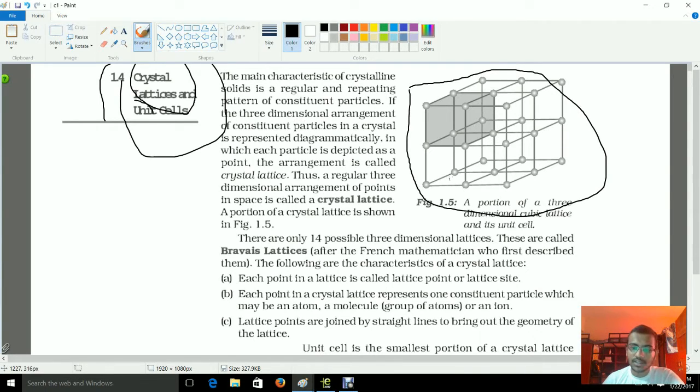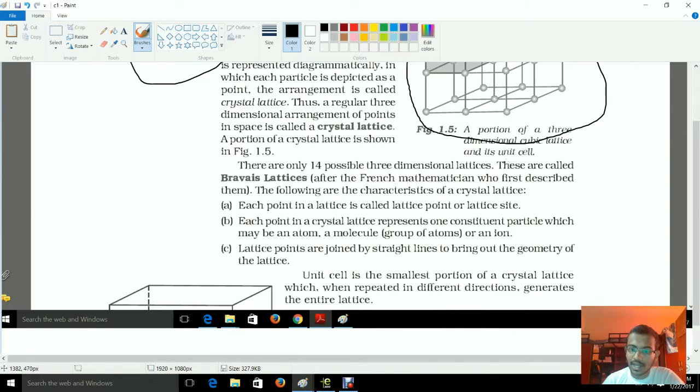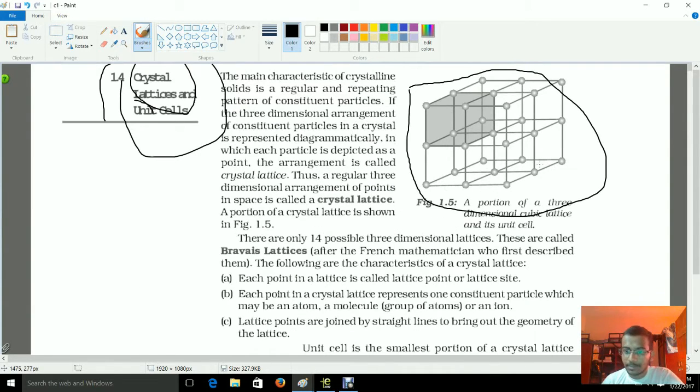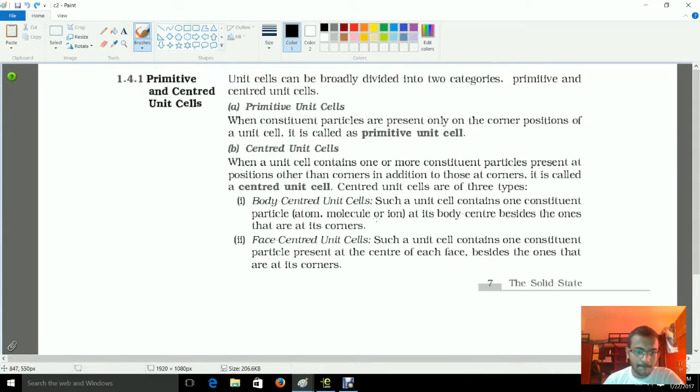And what is a unit cell? A unit cell is a primitive structure, the smallest portion of the crystal lattice. So we can define a unit cell as the smallest portion of the crystal lattice, in which if we repeat this smallest portion, we will get the solid. Let me say there are two types of unit cells: primitive unit cells and centered unit cells. Now my concept is to talk about the primitive unit cell.